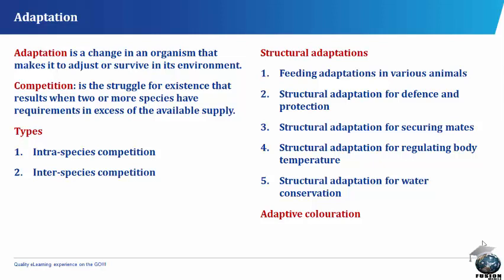Structural adaptation for regulating body temperature. The mammals maintain a constant body temperature due to the presence of hairs and furs, while the cold-blooded ones, like fishes, adjust using scales to give them the required temperature.